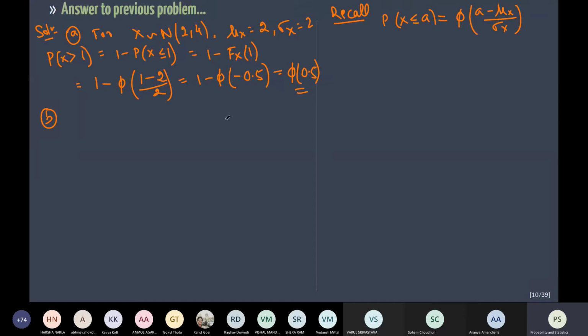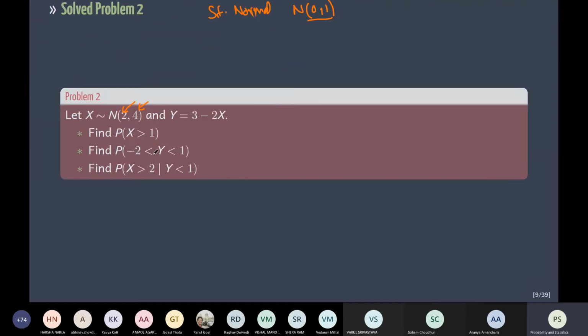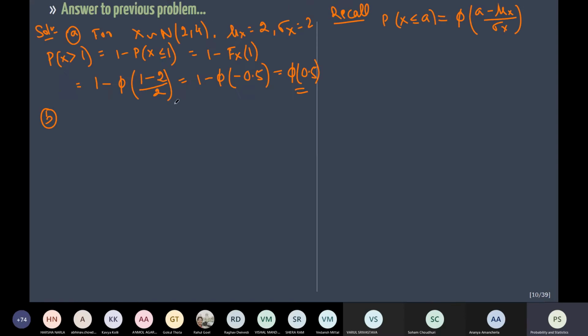Now the second question is to find the probability that y is greater than -2 and less than 1. The idea again is simple. You can already see we will use the phi function and these things. So -2 is less than y is less than 1.